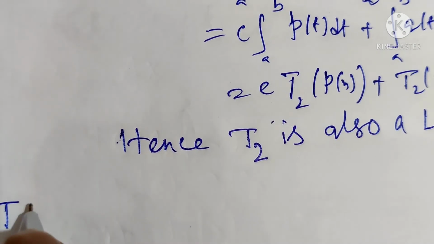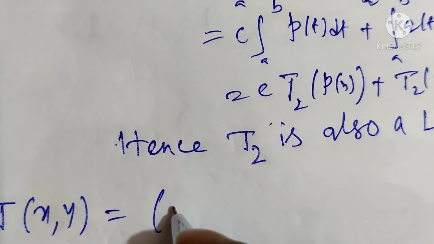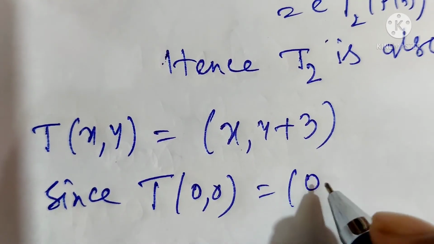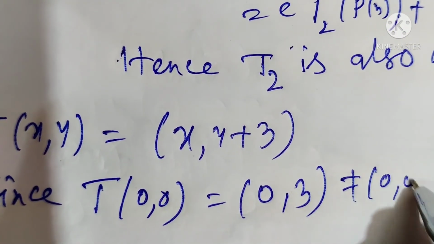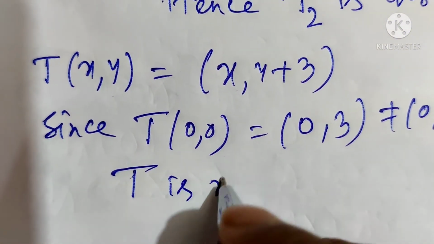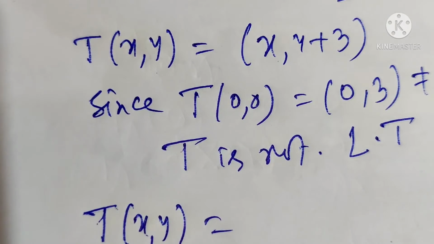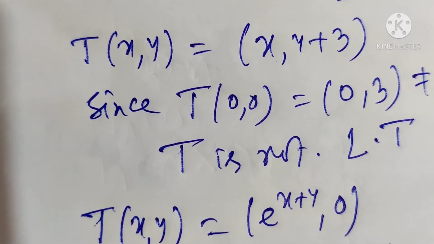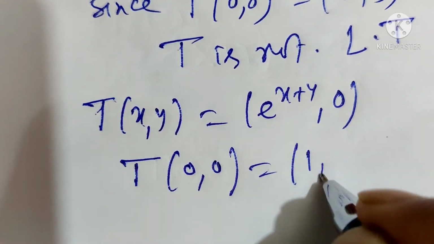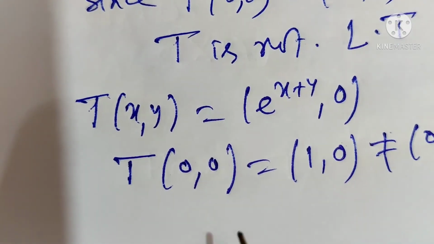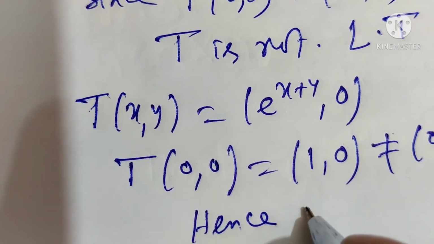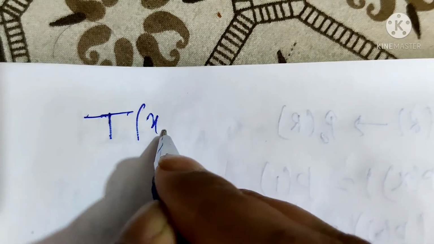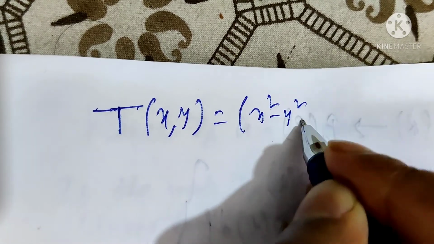Next problem, T of (x, y) equals (xy, 3). Since T of (0, 0) equals (0, 3), not equal to (0, 0), T is not a linear transformation. Next problem, T of (x, y) equals (e to the power x plus y, 0). T of (0, 0) equals (1, 0), not equal to (0, 0). Hence, T is not a linear transformation.